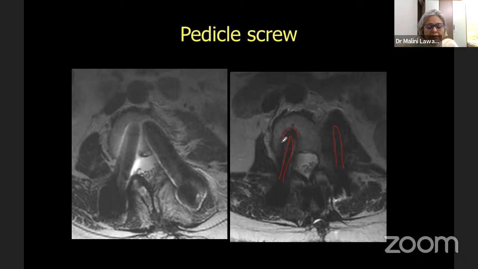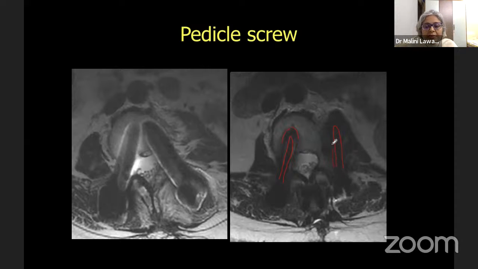But certain times, especially in our country, you have so many different types of metallic hardware that is used. There can be a lot of susceptibility artifacts, so much that you cannot visualize the adjoining spinal canal and the foramen. But still, in these patients, we obtain a combination of MRI with CT cuts to try to evaluate.